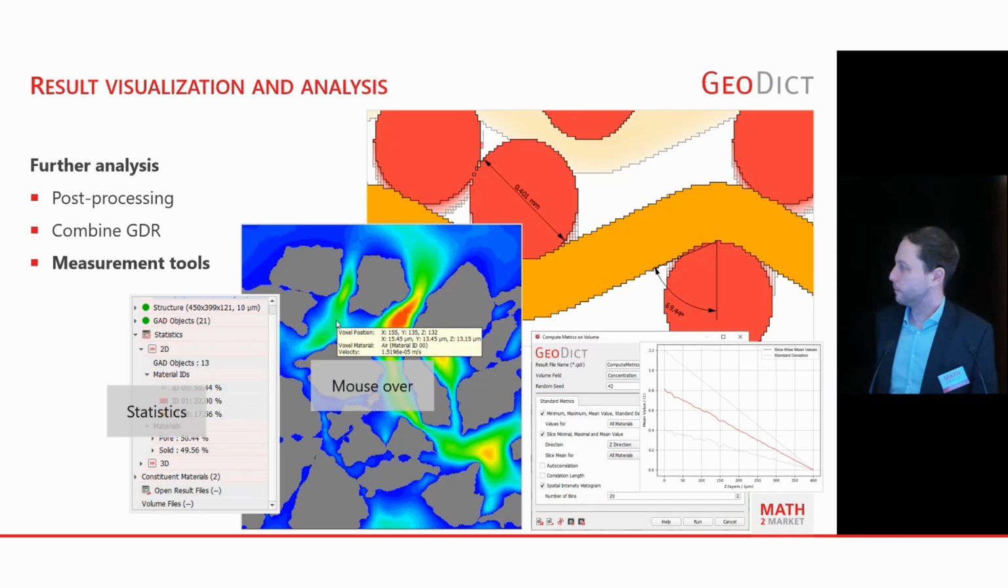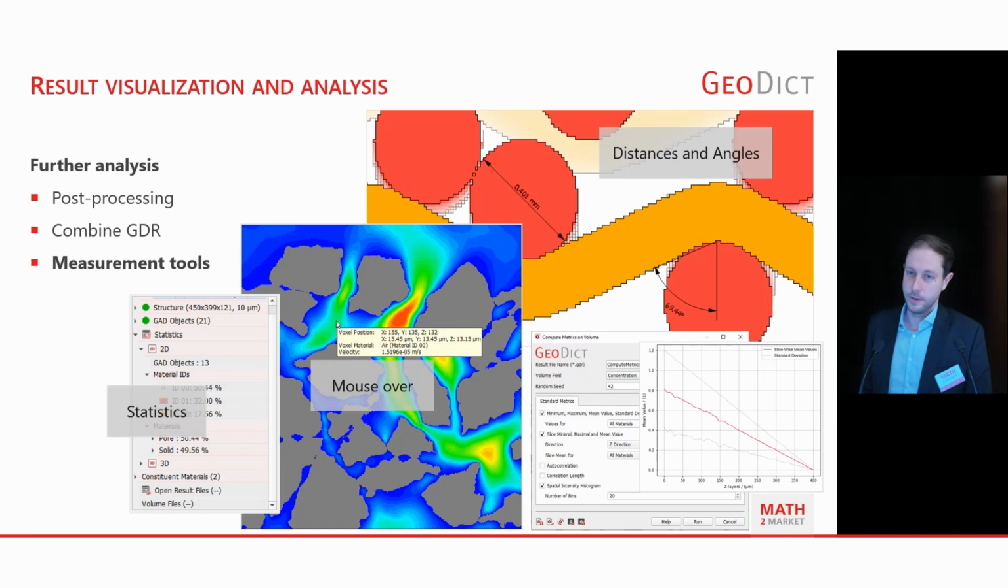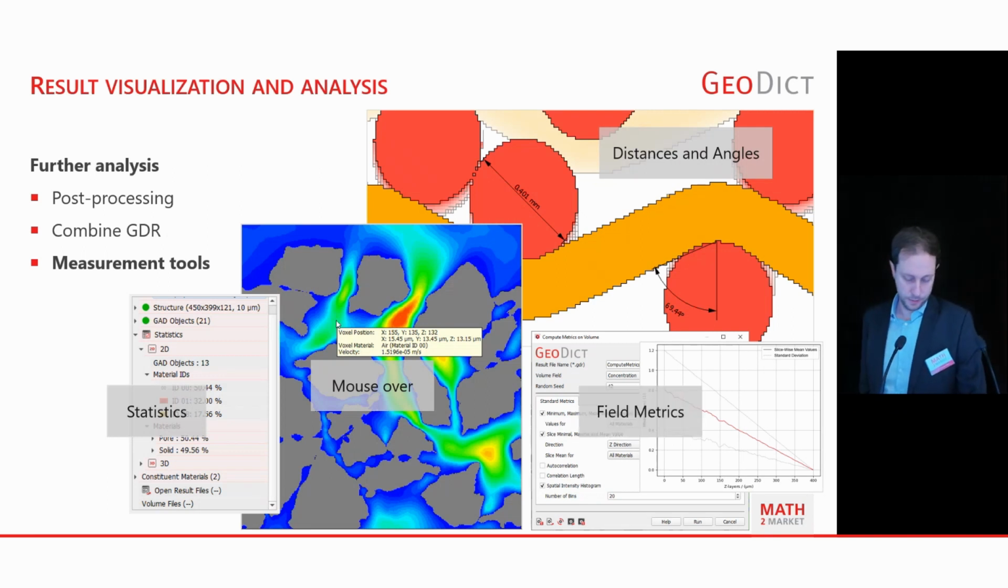Also, don't forget, if you have a volume field loaded in 3-dimensional or 2-dimensional view, if you simply mouse over it, you will get information about the position that you are currently pointing at. Also, we have a measurement tool that lets you measure distances and angles in the 2-dimensional view. And for the volume fields, we have field metrics, which, for example, in this case, lets you calculate the slice averaged mean values of a field.